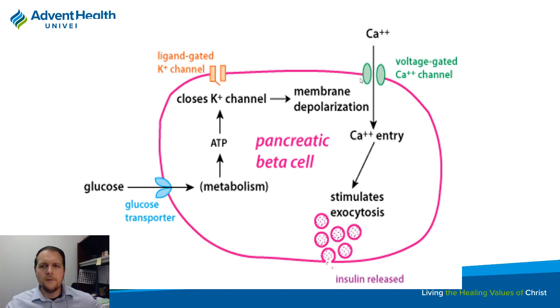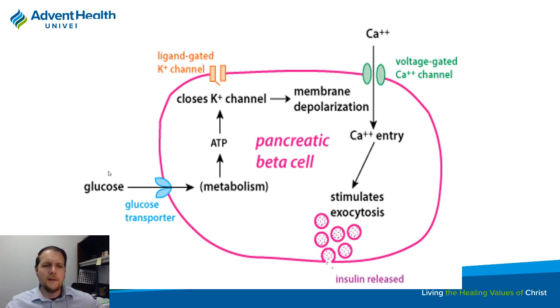This will then cause these voltage-gated calcium channels to open up directly, allow calcium to flow in, and then that stimulates these vesicles filled with insulin to undergo exocytosis. You can see them being released here into the bloodstream. Okay, so this is the general model for how insulin is being released.